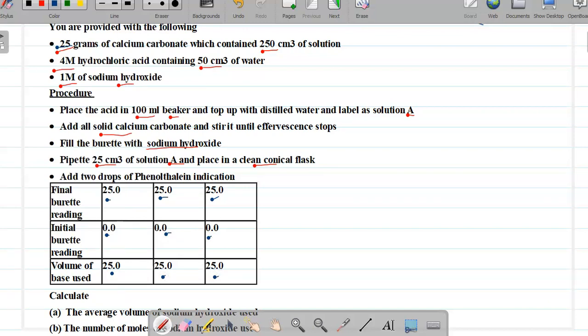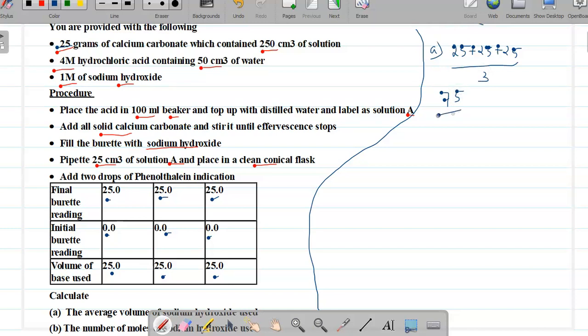So the first question is asking for the average volume. To calculate the average volume, this is what you do. Average volume is equal to 25 plus 25 plus 25 divided by 3. When you add all, you will get 75. Then you divide by 3, you will get 25 centimeter cube of the base. Which base? Sodium hydroxide solution. This is the volume of sodium hydroxide solution used. Out of 250, we used 25.